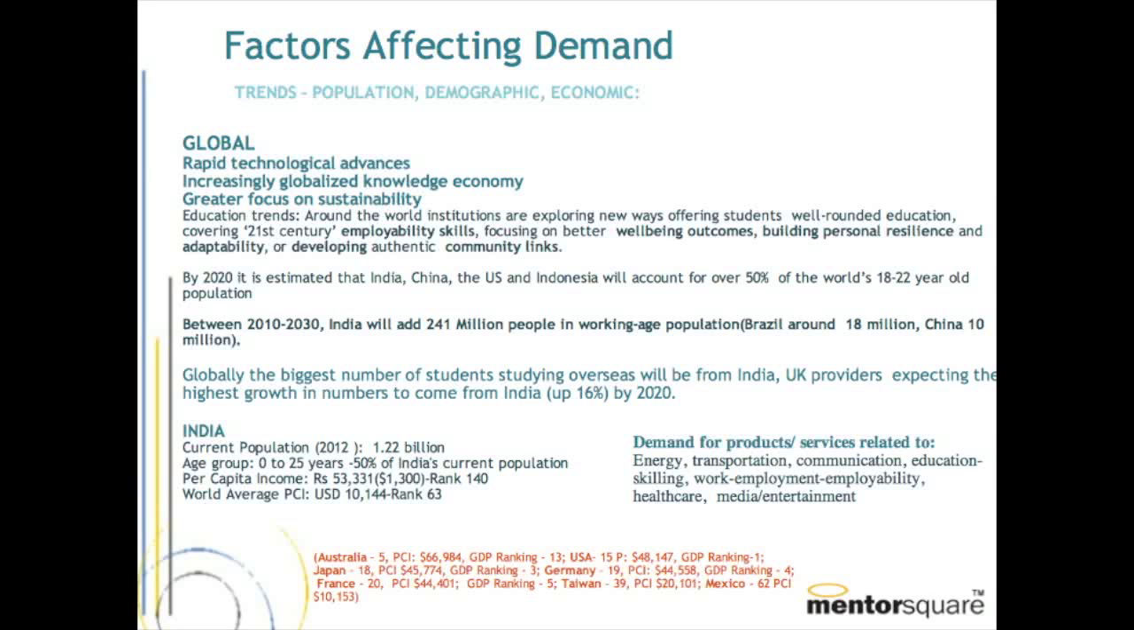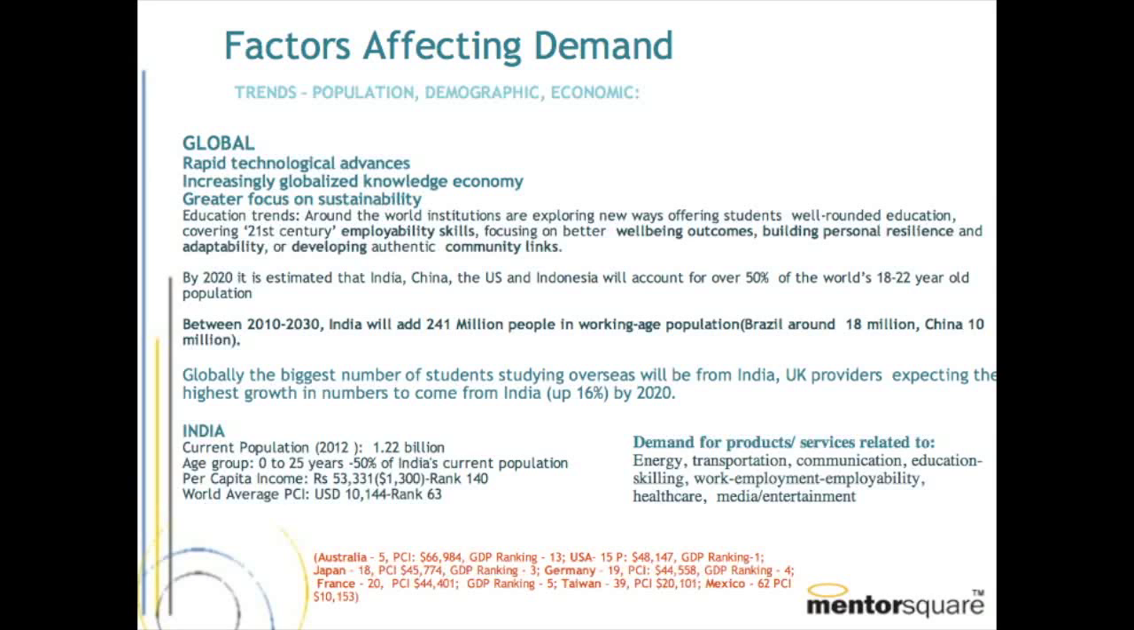What are the trends in education? Around the world, institutions are exploring new ways of offering students well-rounded education. The definition of education is changing, and the new trends cover 21st century employability skills, focusing on better well-being outcomes, personal resilience, adaptability, and developing community links.